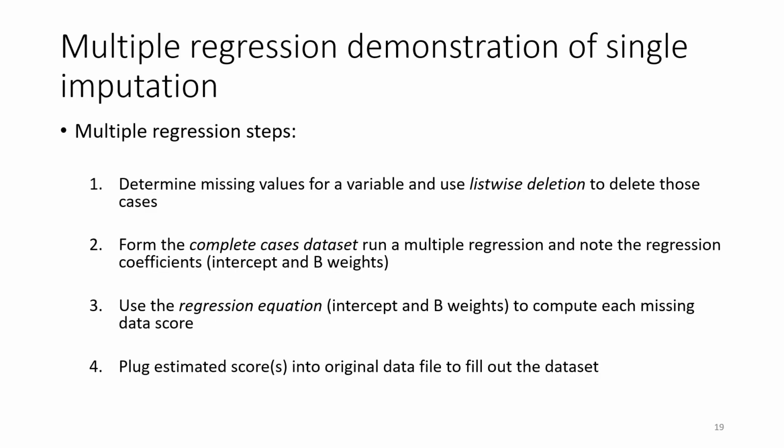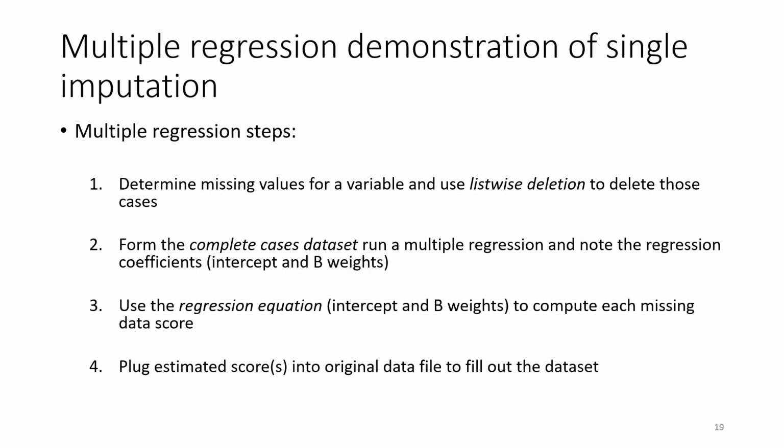So let's take a look at the multiple regression method for performing single imputation. The reason I'm doing this is not actually because it's the best approach, because most people would say that expectation maximization is the better approach for filling in missing data. But I'm going to do this because it nicely demonstrates how you go about estimating missing values in a considered way. So the multiple regression approach follows the following steps.